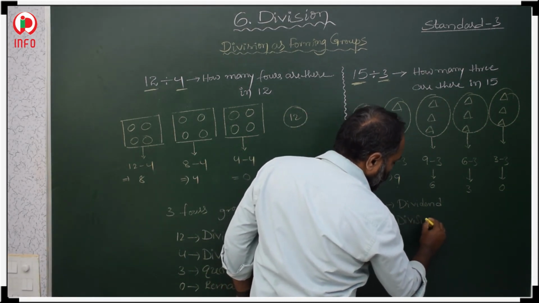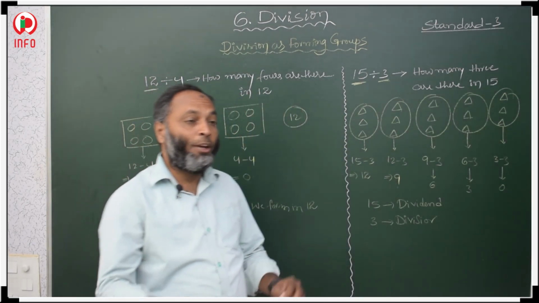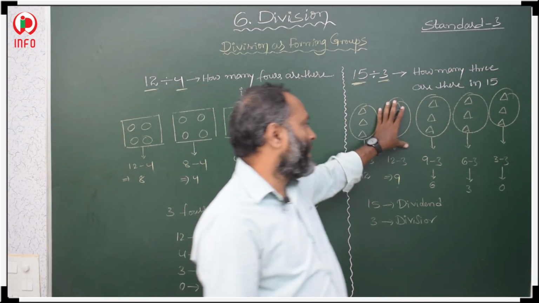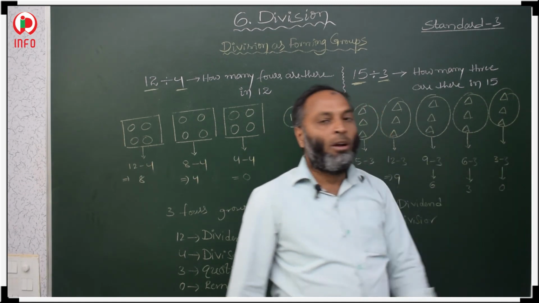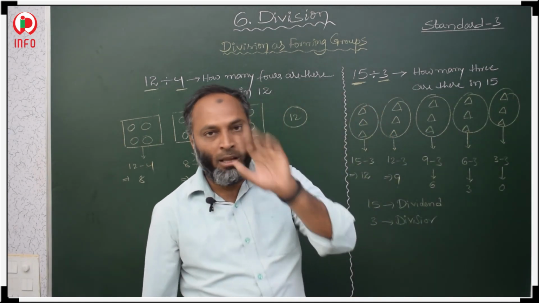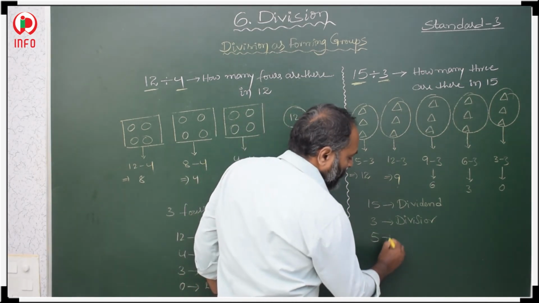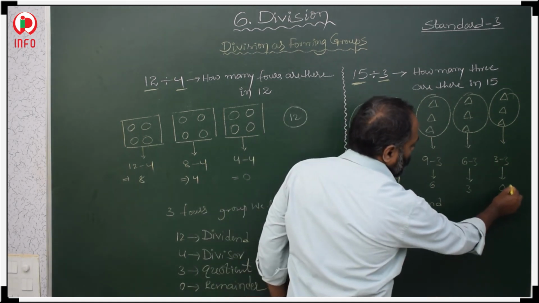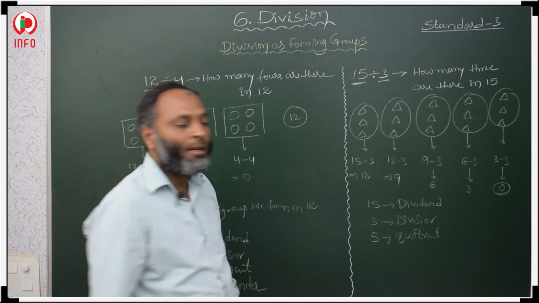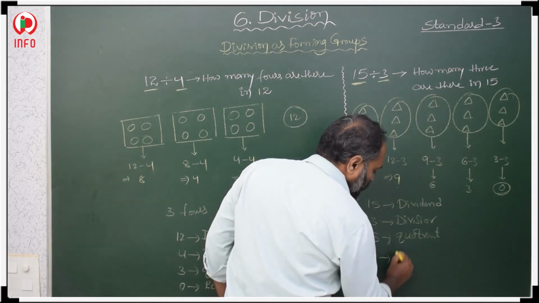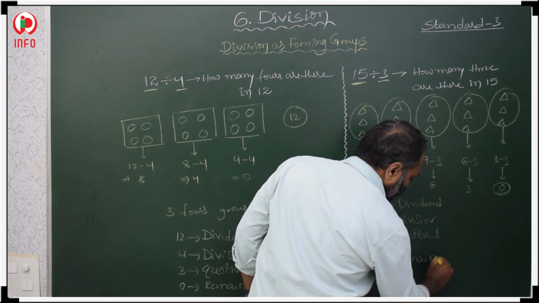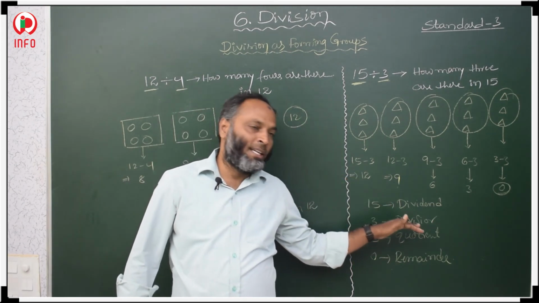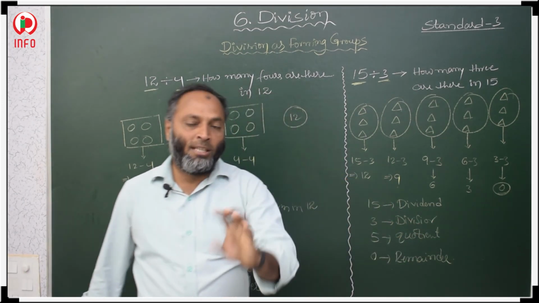And the number of groups, how many groups did you form? That comes under your quotient. First group, second group, third group, fourth group, fifth group. Total 5 groups. That 5 is your quotient. And at last, what is left? That is your remainder. So 0 is the remainder. Okay. So in this way we have to say what is the dividend, what is the divisor, what is the quotient and what is the remainder.